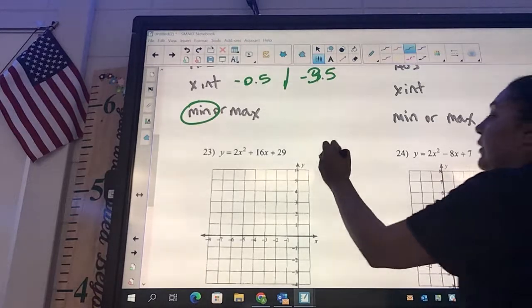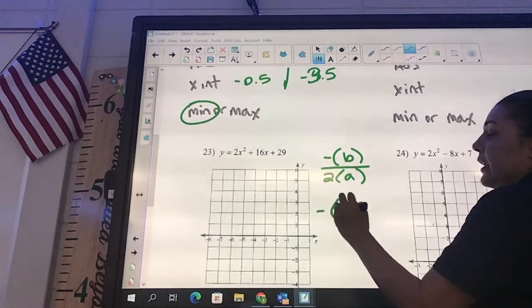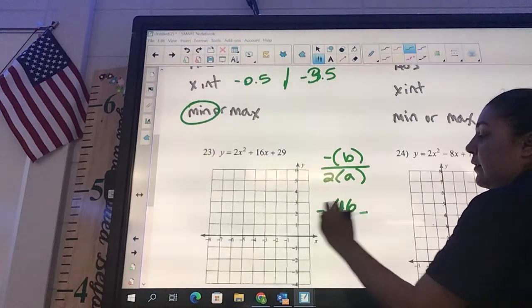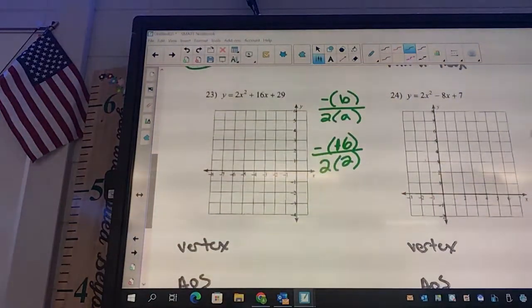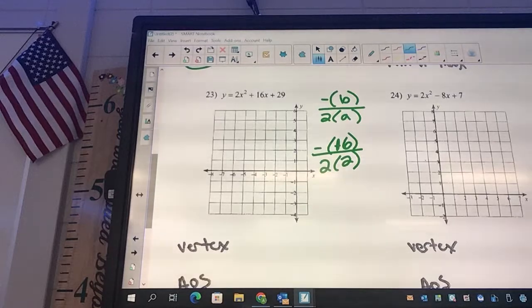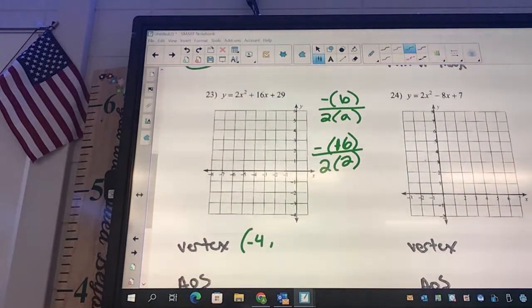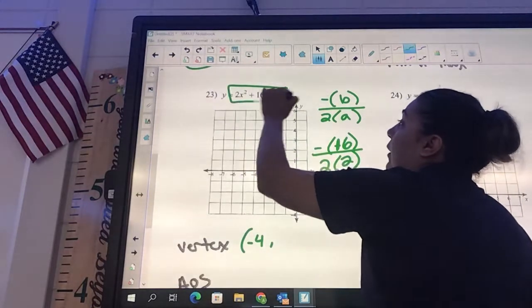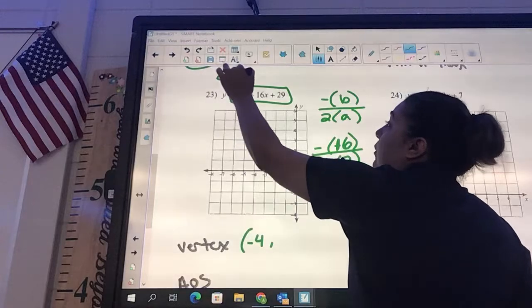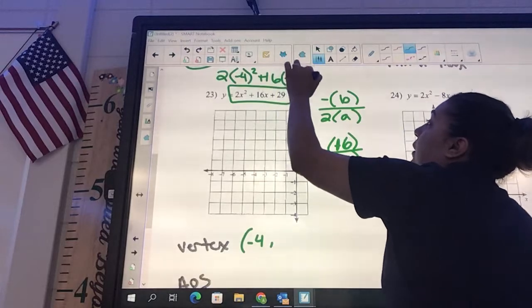Okay, last one. Same thing. You're going to say negative b over 2a. So you get negative 16 over 2 times 2. -4. Okay, so everywhere up here, you should be plugging in a -4. Okay, and so it's going to look like this. 2 times -4 squared plus 16 times -4 plus 29.